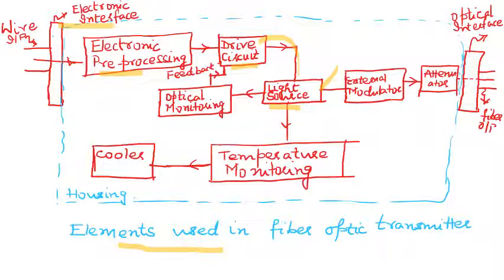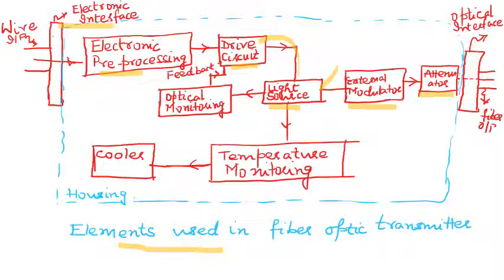The light output can be directly modulated by this drive circuitry, in which case the intensity of light varies directly in proportion to the modulating signal, or if the light source provides constant output, then it is modulated externally by external modulator. An attenuator, if required, attenuates the signal power.